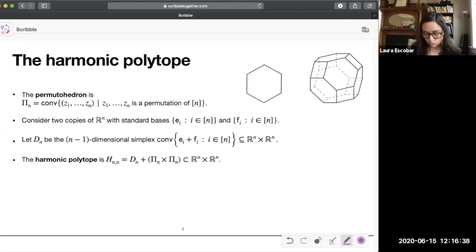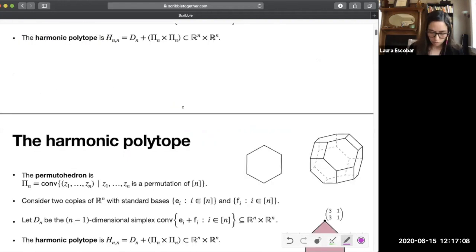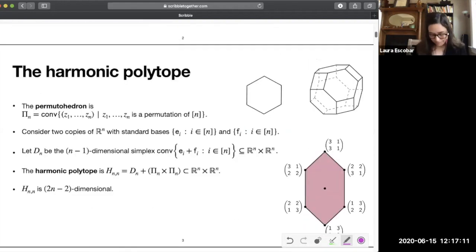So we're going to choose two standard bases for R^n. First, we define a simplex to be the convex hull of the e_i plus f_i. This is going to be an (n-1)-dimensional simplex living in the product of these two R^n's. With that, we can define the harmonic polytope to be the Minkowski sum of the product of two permutahedra plus that simplex. So let's look at an example, in case you don't think much about Minkowski sums.